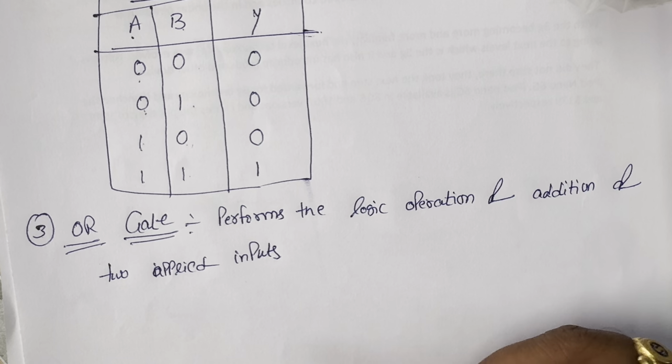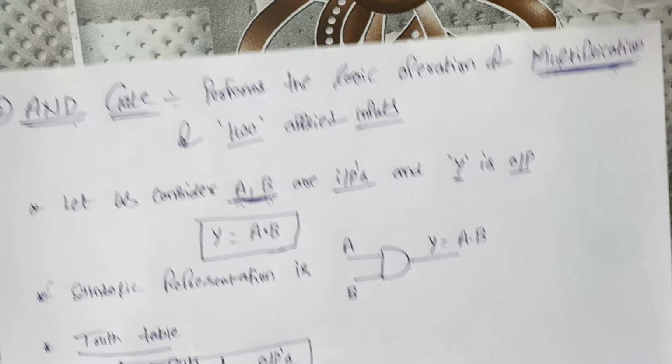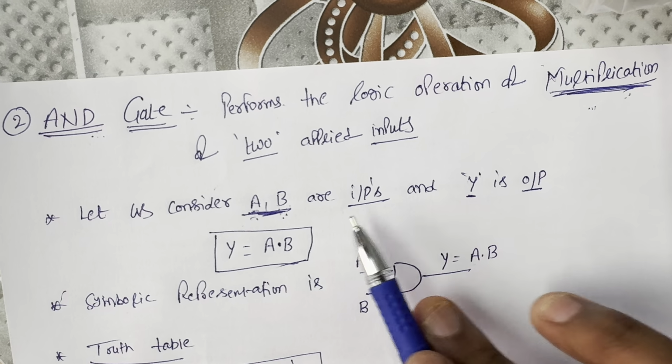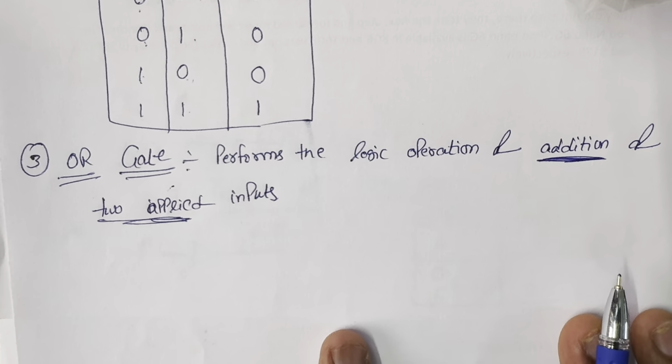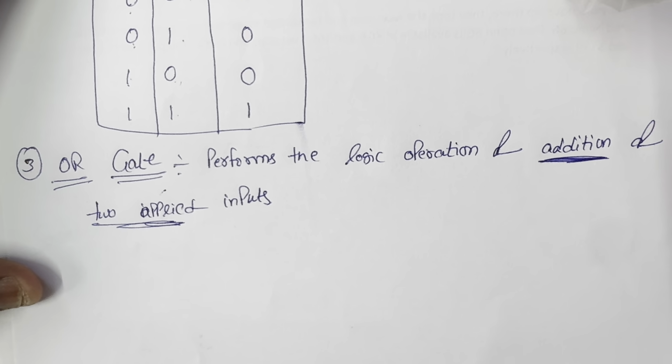Now the next basic gate is the OR gate. Simply, the OR gate performs the logic operation of addition of two applied inputs. The AND gate performs multiplication of two applied inputs, while the OR gate performs addition of two applied inputs.